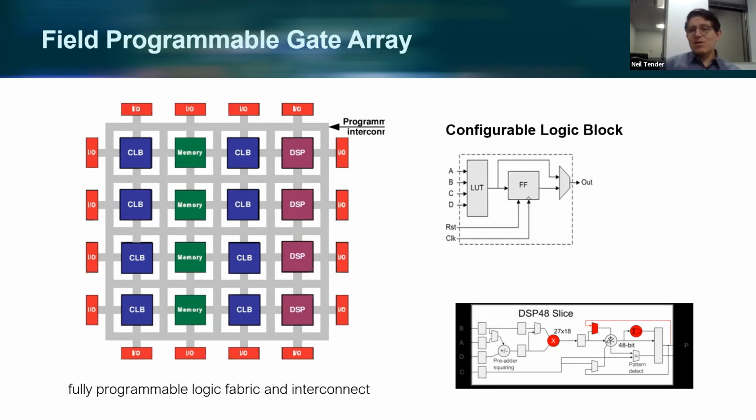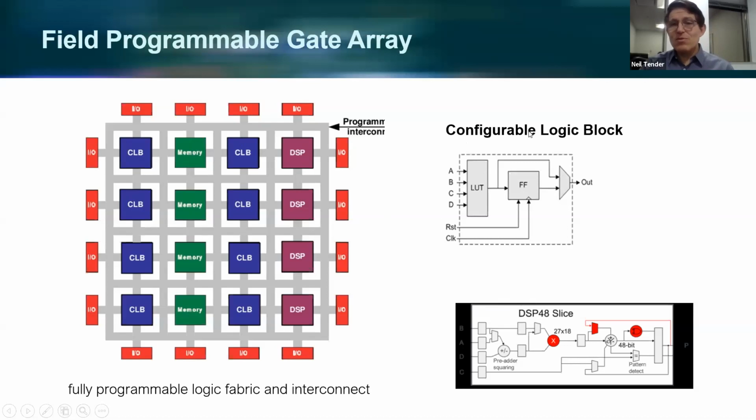The fundamental building block of the FPGA is this fabric on the left. We call it logic fabric and interconnect. You can see there are three basic blocks in here. There's what's called a CLB, which stands for configurable logic block. There's some memory, which is like a little RAM, random access memory. And then there's something called DSP, which is digital signal processing, but it's really just a dedicated multiplier.